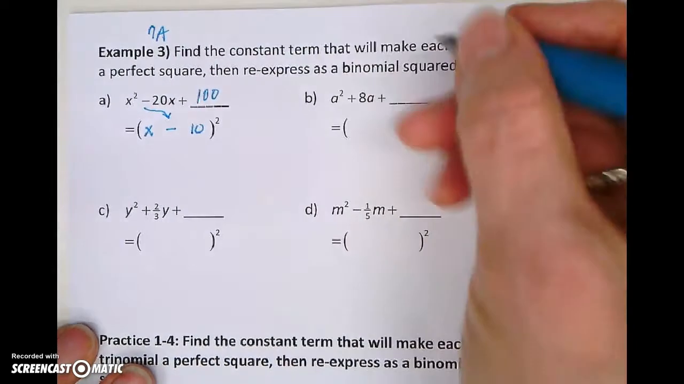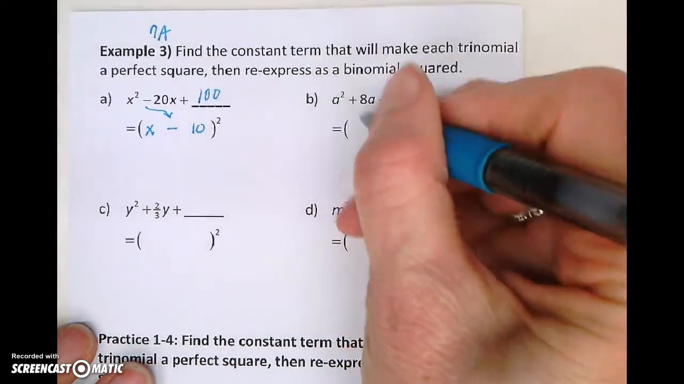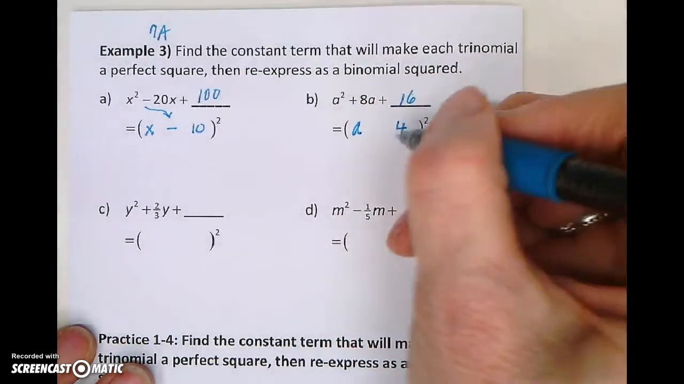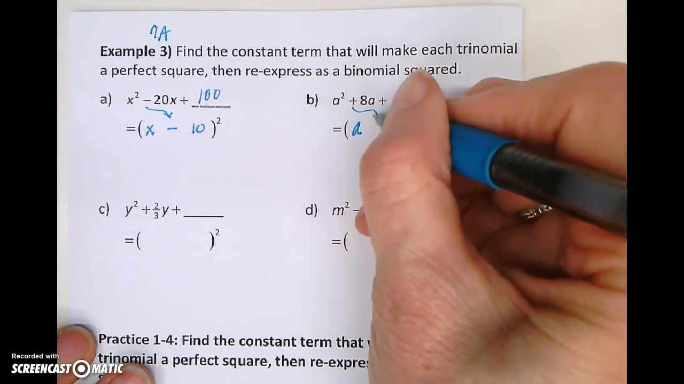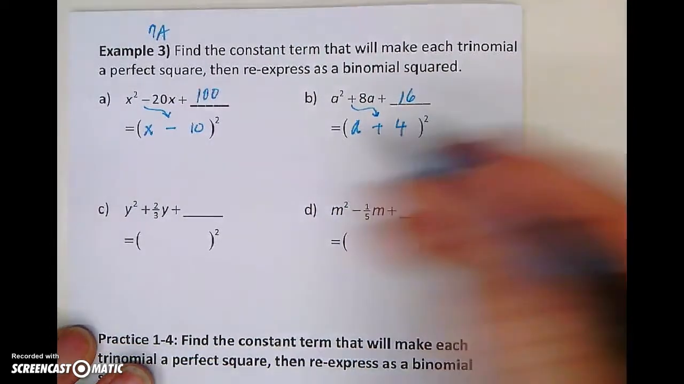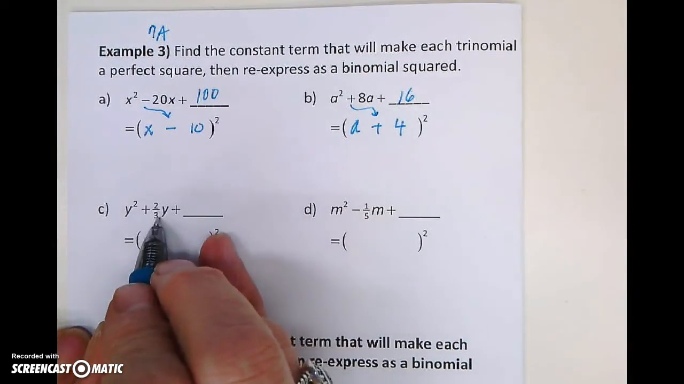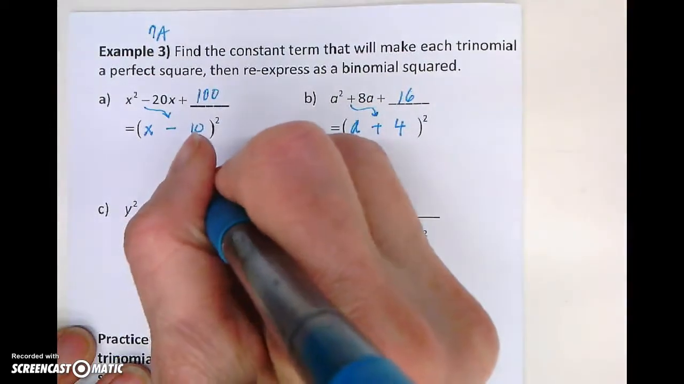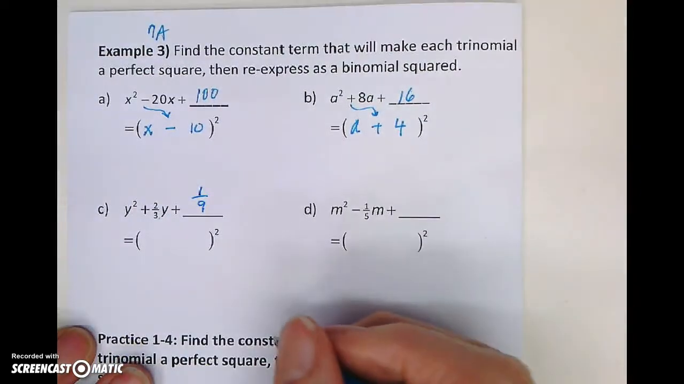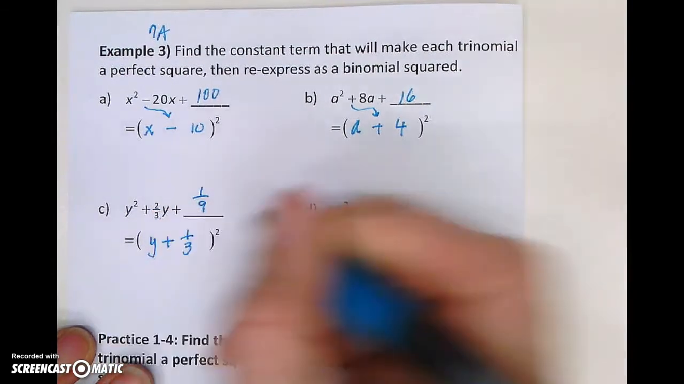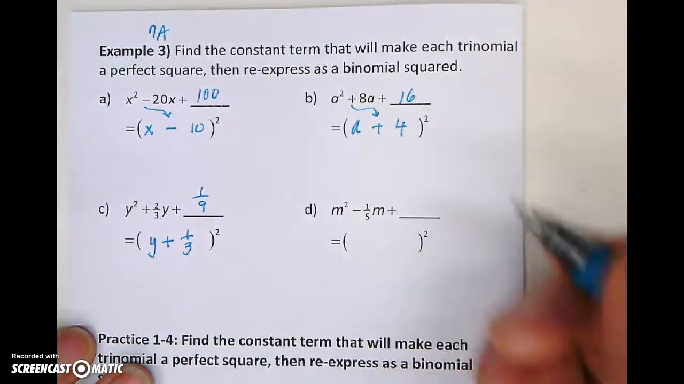Half of 8 is 4. 4 squared is 16. So my a is going to go first. The square root of 16 is 4. 4 times 4 is 16. And this sign is going to go here, so that's a plus. And you see my little square up there. Half of 2/3 is 1/3. And 1/3 times 1/3 is 1/9. And then what goes in here is going to be y plus 1/3 squared.